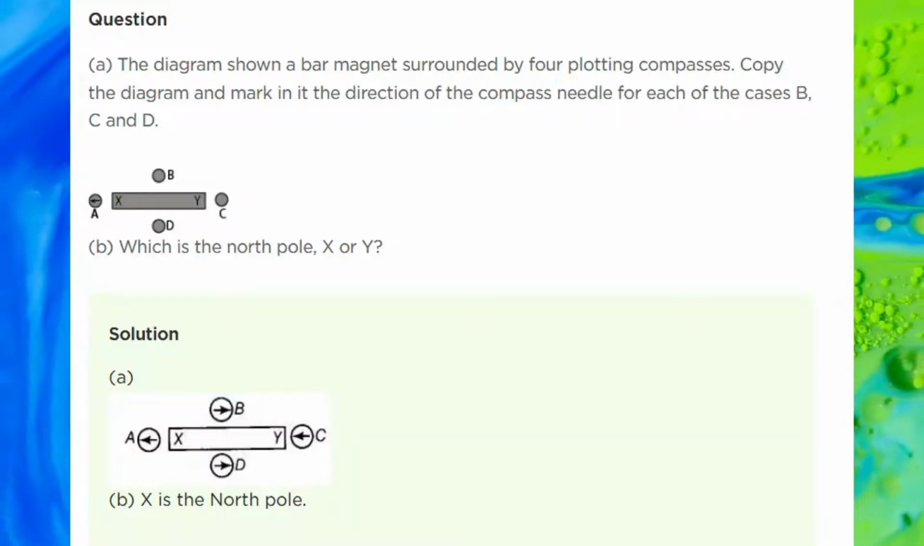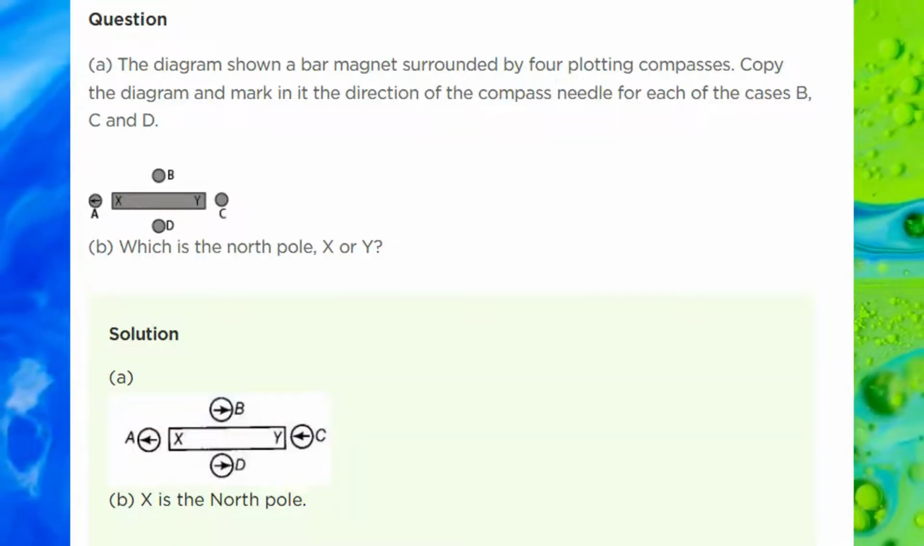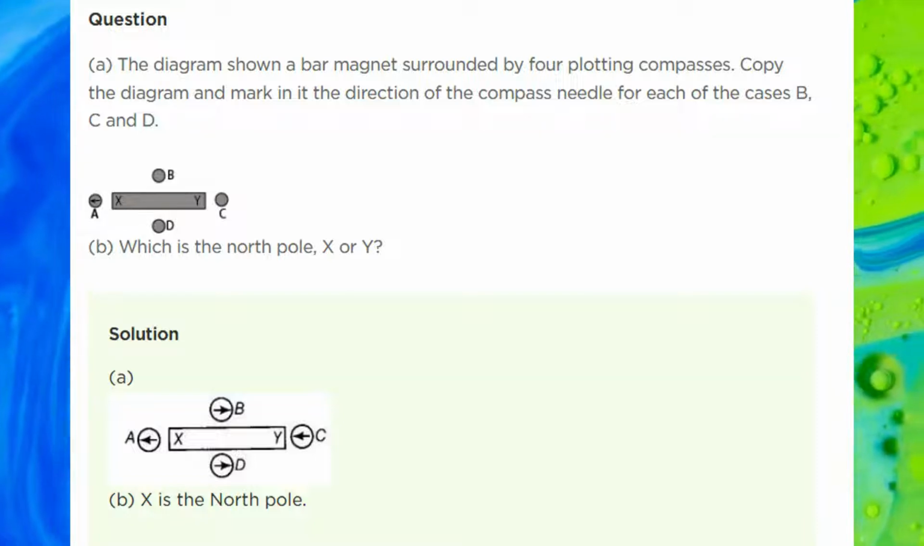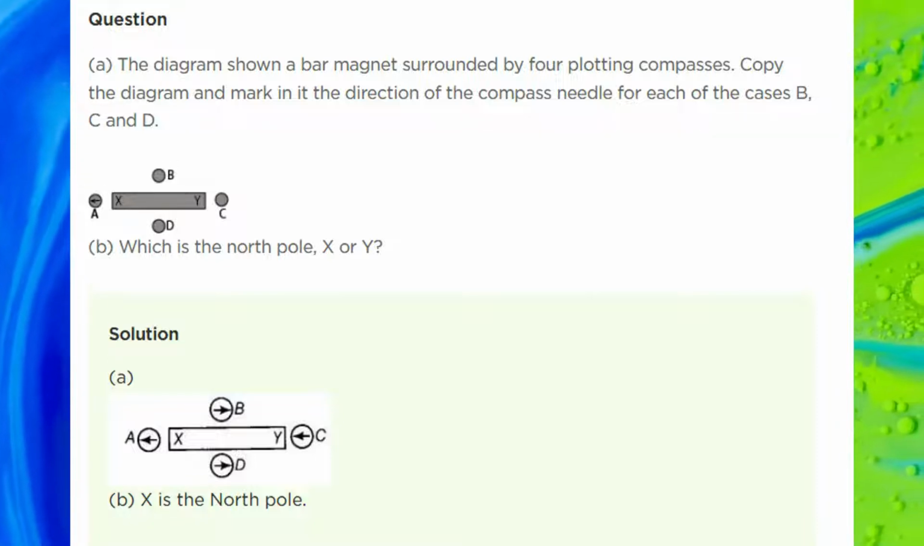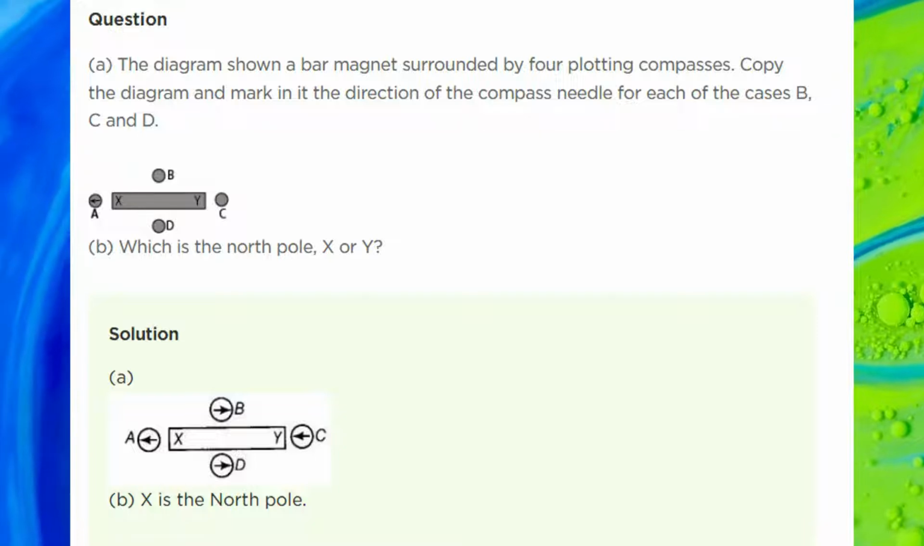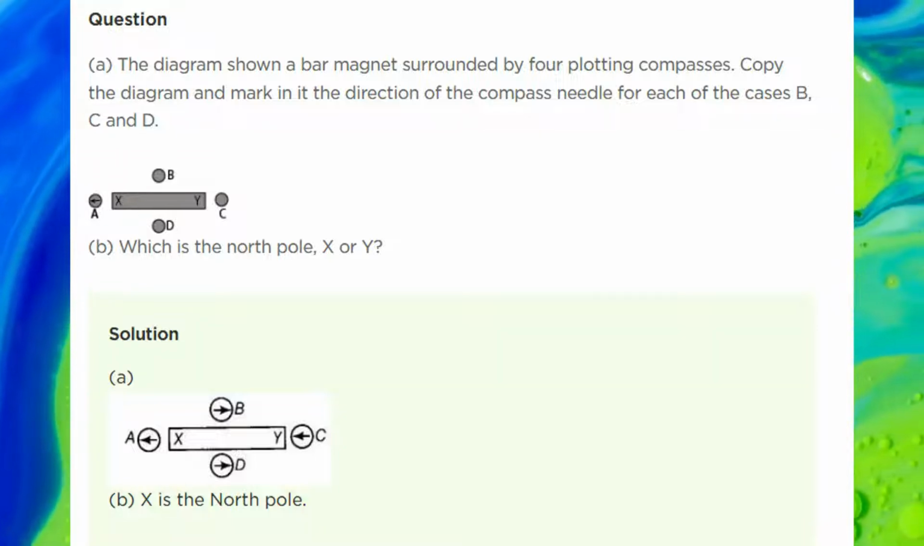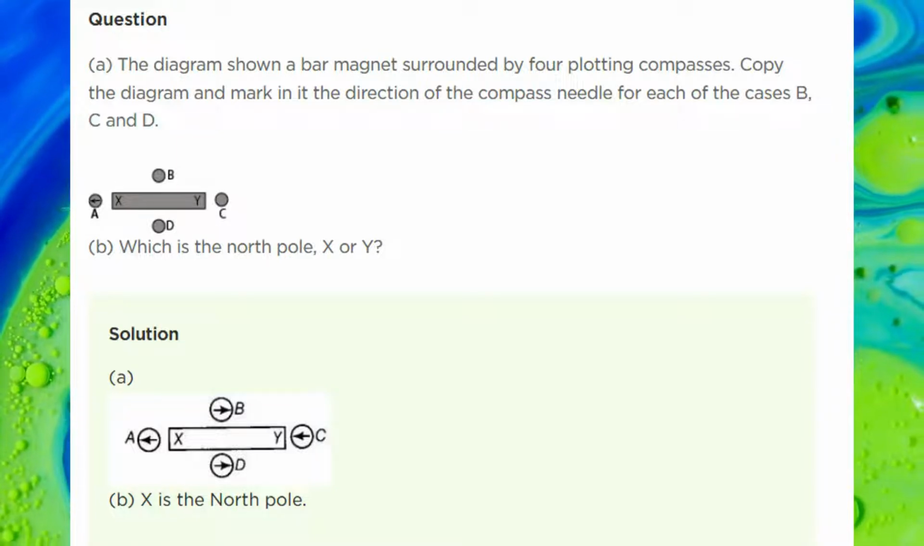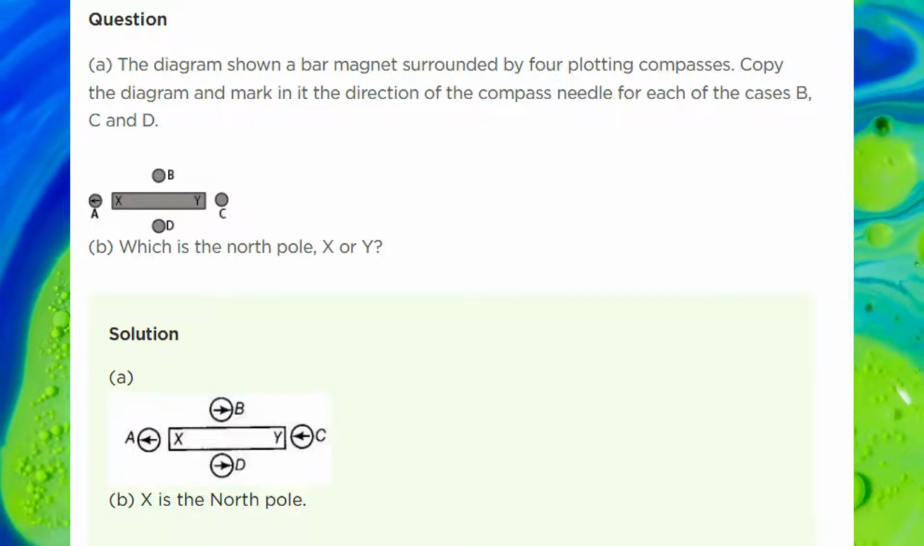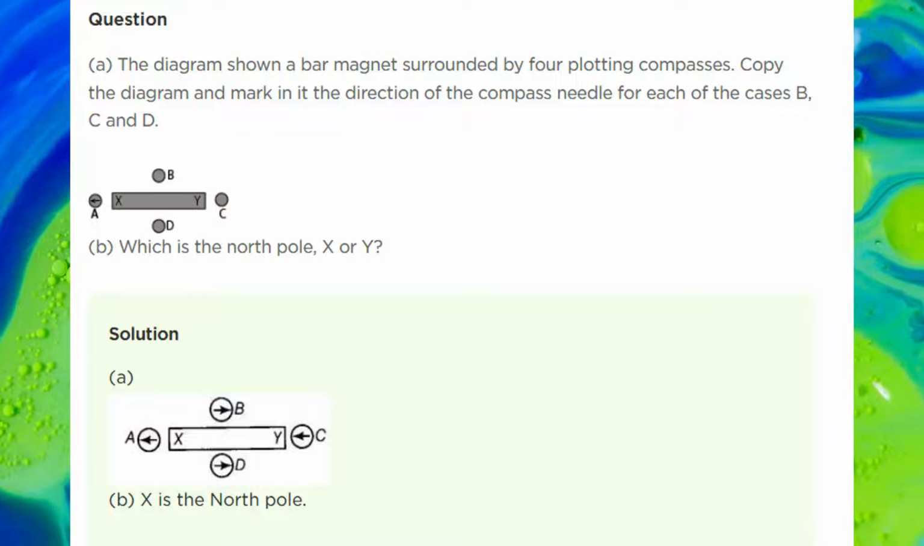Question: A. The diagram shows a bar magnet surrounded by 4 plotting compasses. Copy the diagram and mark in it the direction of the compass needle for each of the cases B, C and D. B. Which is the north pole, X or Y? Solution: refer to the diagram in the solution. B. X is the north pole.